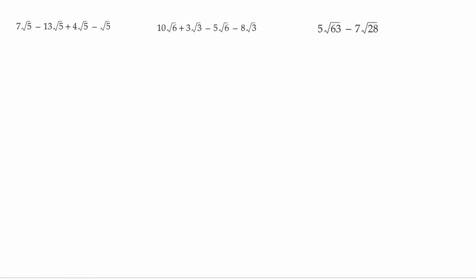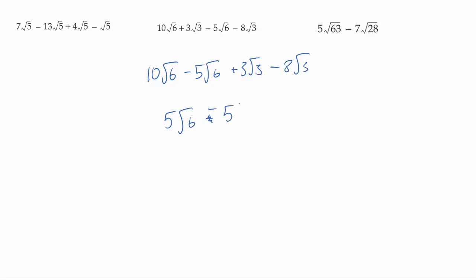So for the next one, we can see that we have two different like terms. We've got a root 6, a root 6, and a root 3 and a root 3. Now we can just rewrite this so that the terms are together. So 10 root 6, and it's minus 5 root 6. And we've got our plus 3 root 3 and minus 8 root 3. So our like terms, 10 minus 5 would leave us with 5 root 6. And we've got plus 3 minus 8 would be negative 5. So instead of plus, it'd be minus 5 root 3. Again, put it in your calculator, give it a check, see if you got it right.